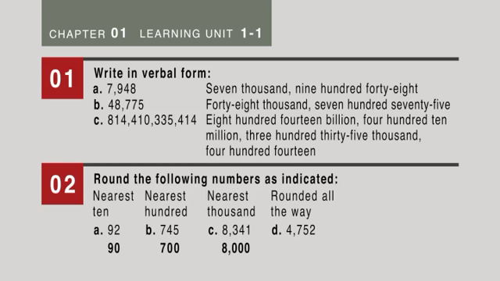Now, in D, rounding all the way, which means we look to our leftmost digit, identify the digit, which is a 4. Look to the right. The 7 is what? Greater than 5, so the 4 we kick up to a 5 and then add zeros in all the other positions. In this case, the 4,752 rounds all the way to 5,000.